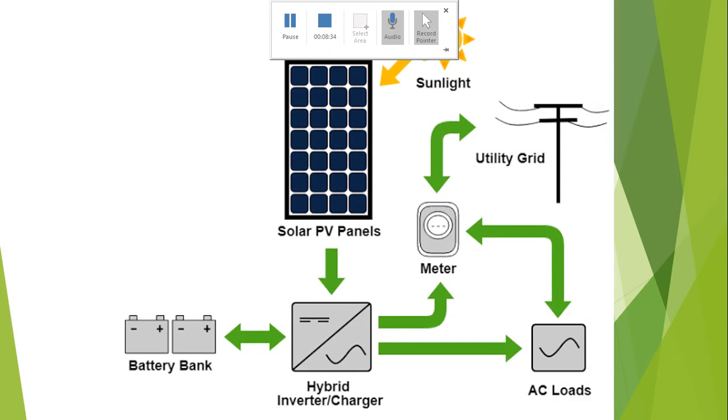This is the example where sunlight is hitting the solar panels, and the electricity, that is DC current, is provided to the hybrid inverter, and it can be used directly to drive AC loads and charge DC batteries that may store energy, which might be capable of being used in the night hours.